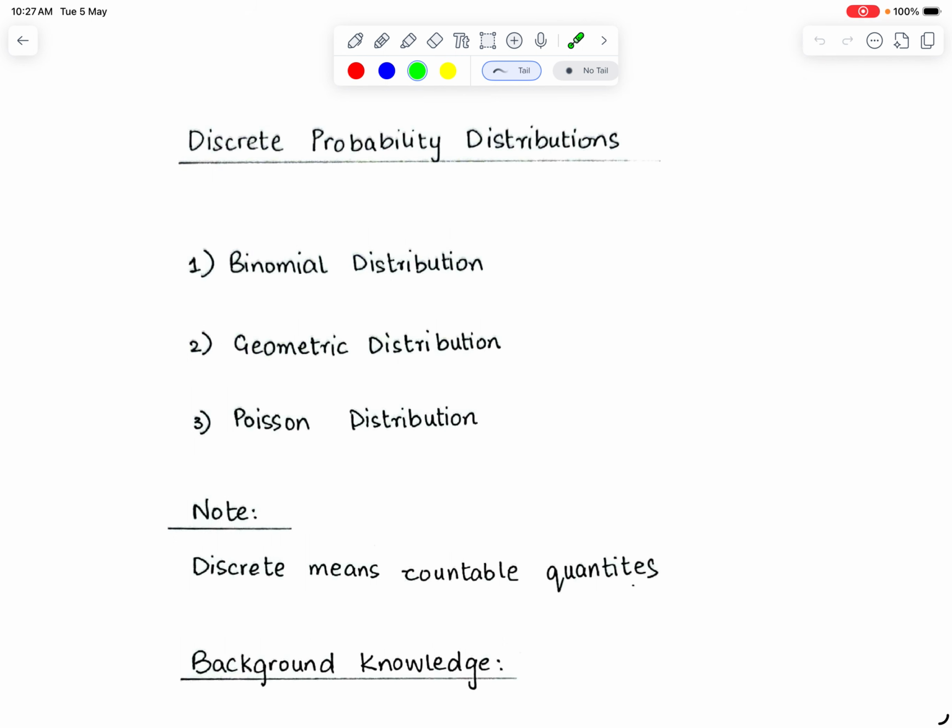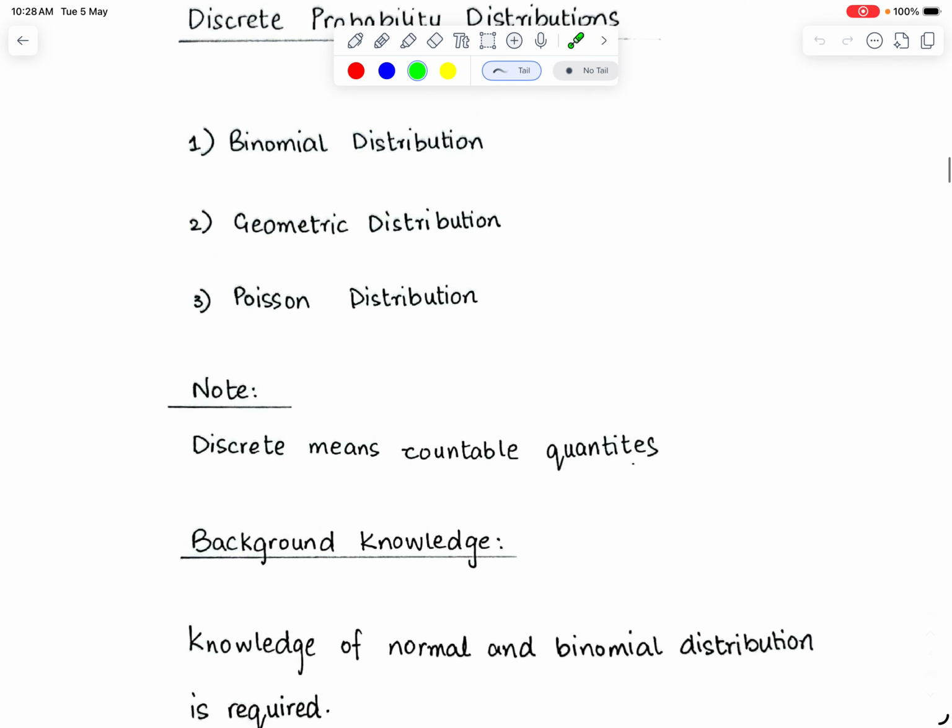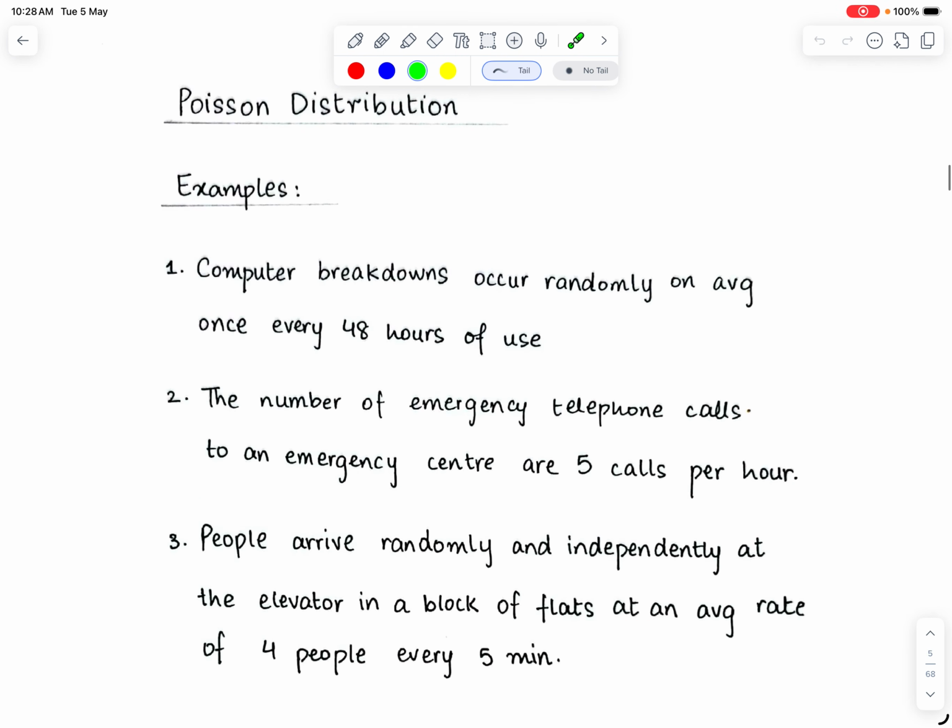So, discrete probability distributions: binomial, geometric, and Poisson. We won't do geometric distribution. We have to do binomial and Poisson in S2. And discrete means countable quantities. For the Poisson model, the events occur singly, like computer breakdowns or the number of emergency calls, with a specific unit, average at a constant rate.